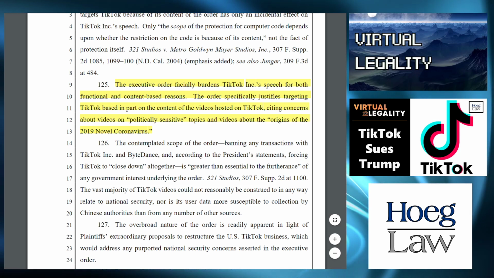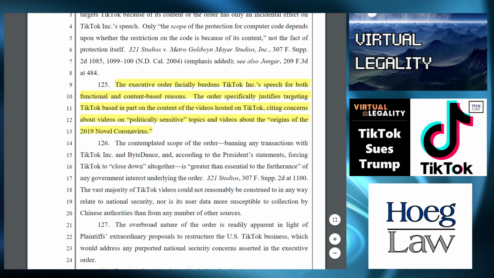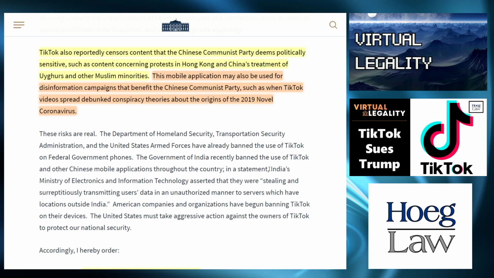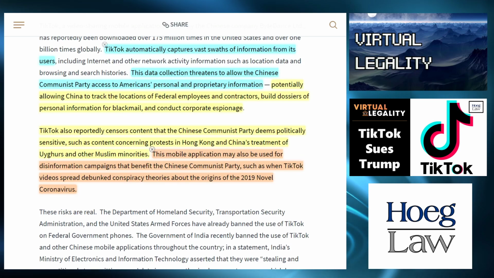But as they say here, the executive order facially burdens TikTok Inc.'s speech for both functional and content-based reasons. The order specifically justifies targeting TikTok based in part on the content of the videos hosted on TikTok, citing concerns about videos on politically sensitive topics and videos about the origins of the 2019 novel coronavirus. And I agree that that gets you close to where they want to be here, where they talk about potentially censors from the Chinese Communist Party, as well as disinformation campaigns.